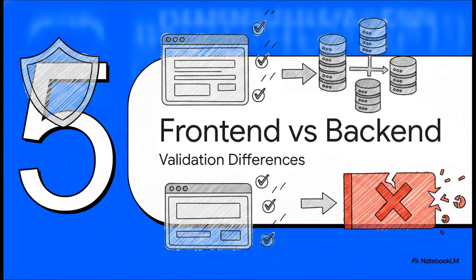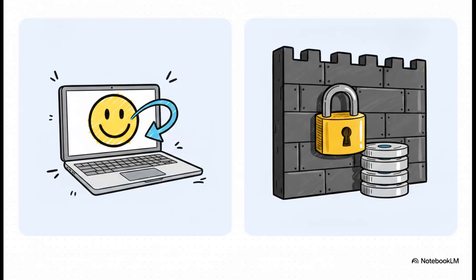Section 5. Front-end versus back-end validation. We are now arriving at the climax of our explainer, and this covers an area where so many software engineering mistakes happen. These two concepts are absolutely not interchangeable. Front-end validation, like when a web form turns red immediately after you type a bad email, is purely for user experience. It's just there to give the user quick, snappy feedback.